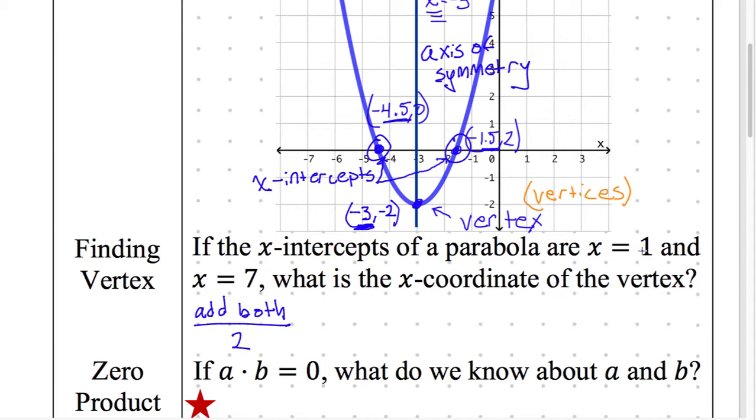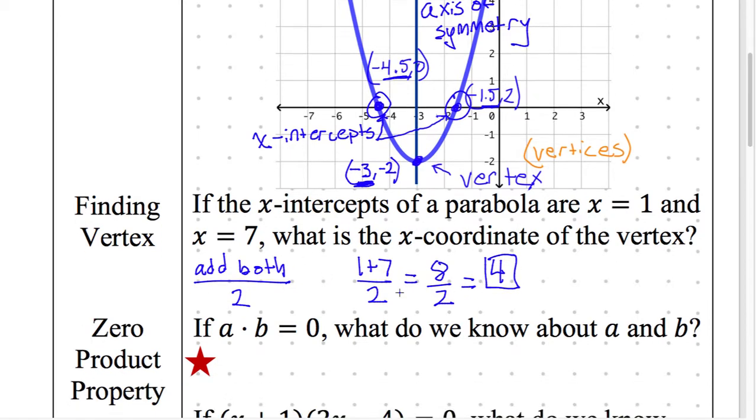So for example, I'm going to add 1 plus 7, and I'm going to divide by 2. 1 plus 7 is 8, and 8 divided by 2 is 4. So the x-coordinate is 4 for the vertex. You just have to add both of them and divide by 2.